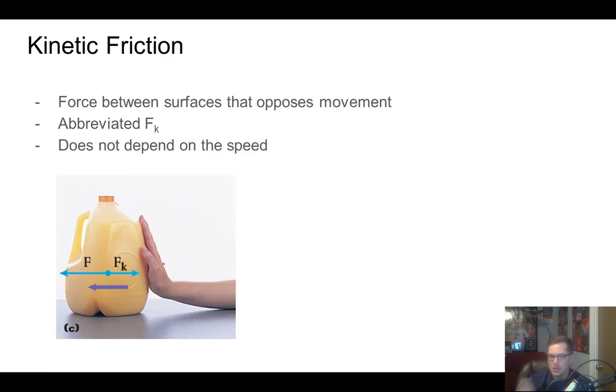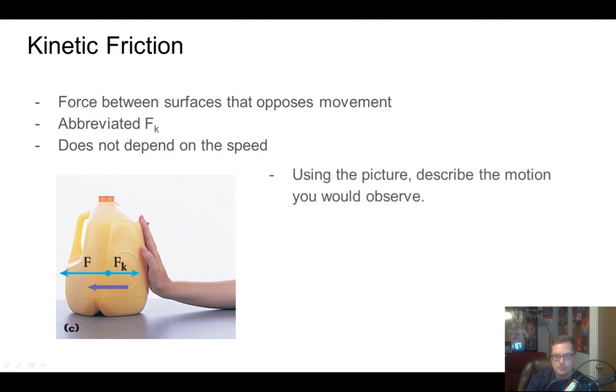So here we've got Fk for kinetic friction. This is the friction that occurs when we're already pushing our object. So we've got our orange juice, and we just barely got it started by pushing it. We beat the static friction, and now we just have to continue to beat the kinetic friction in order to keep going. Notice that it does not depend on the speed. No matter how fast you're going, the kinetic friction is always going to be the same.